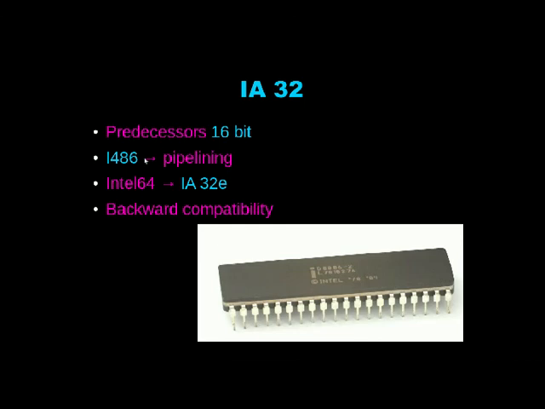Predecessors were 16-bit, we said that. The successor was the IA486, where they introduced pipelining, and when we take the instruction life cycle, I'll tell you what pipelining is. Then came the Intel 64. I think that was the Pentium, but I'm not sure about that. The IA32E was similar to the Intel 64, where it took 64 bits as operands.